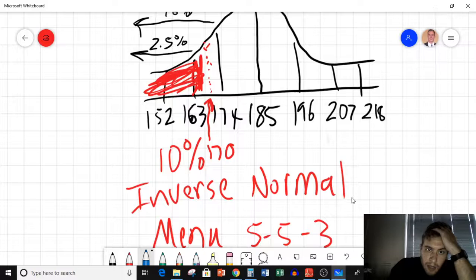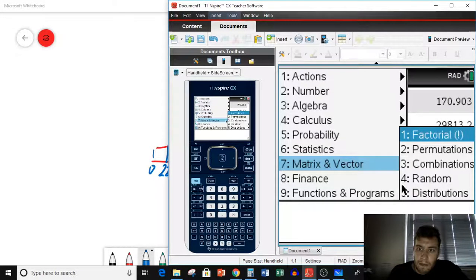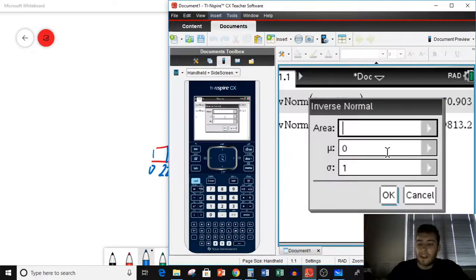So over here, that's the trick. If it says top percent, you need to submit the complement. So we'll do menu 553. The area should be 0.95. That means 95% of the data is less than that. The mean is that 66,000, and the standard deviation is going to be the 22,000. This is going to give us the right answer.